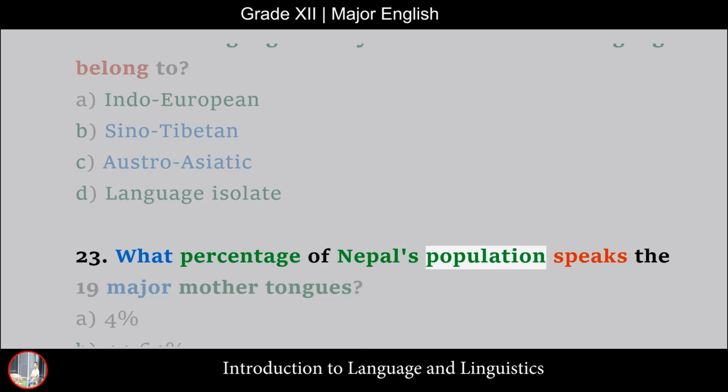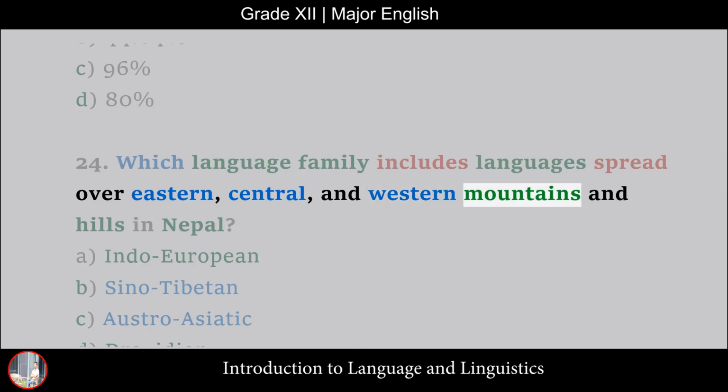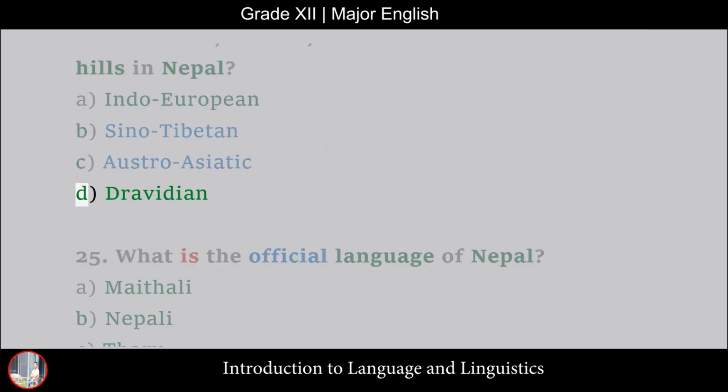23. What percentage of Nepal's population speaks the 19 major mother tongues? A. 4%. B. 44.64%. C. 96%. D. 80%. 24. Which language family includes languages spread over eastern, central, and western mountains and hills in Nepal? A. Indo-European. B. Sino-Tibetan. C. Austroasiatic. D. Dravidian.